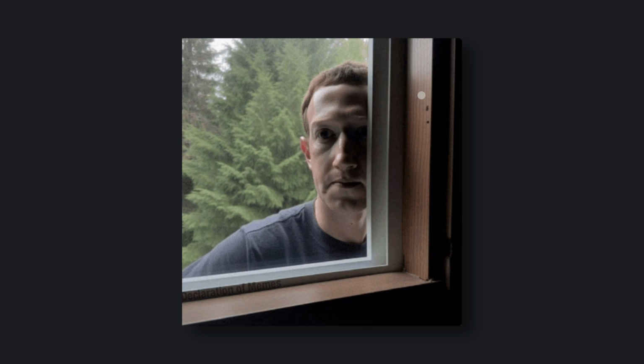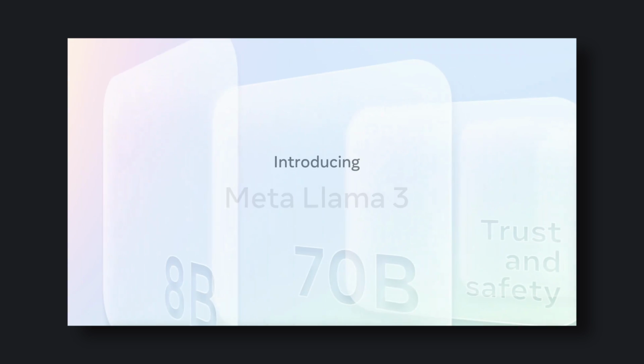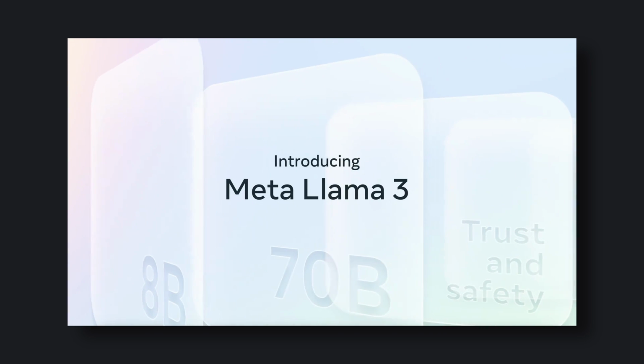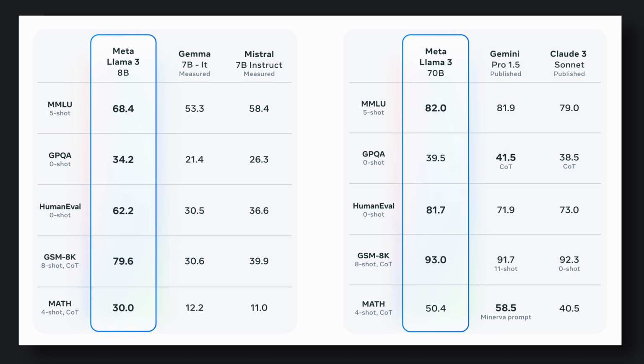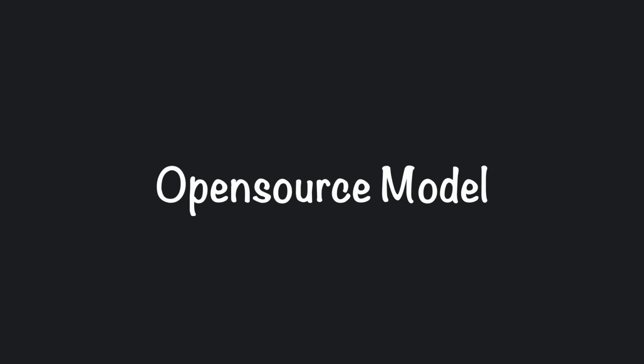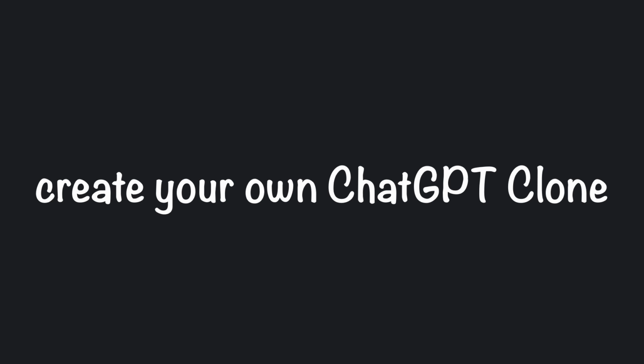Recently, the Facebook guy launched Llama-3, and it's outperforming GPT-4 and Claude in many rankings. They've launched two variants of the Llama model, the 8B parameter variant and the 70B parameter variant. There's also going to be a 400B parameter version in the future. It is currently one of the best open source models that you can use to create your own ChatGPT clone.